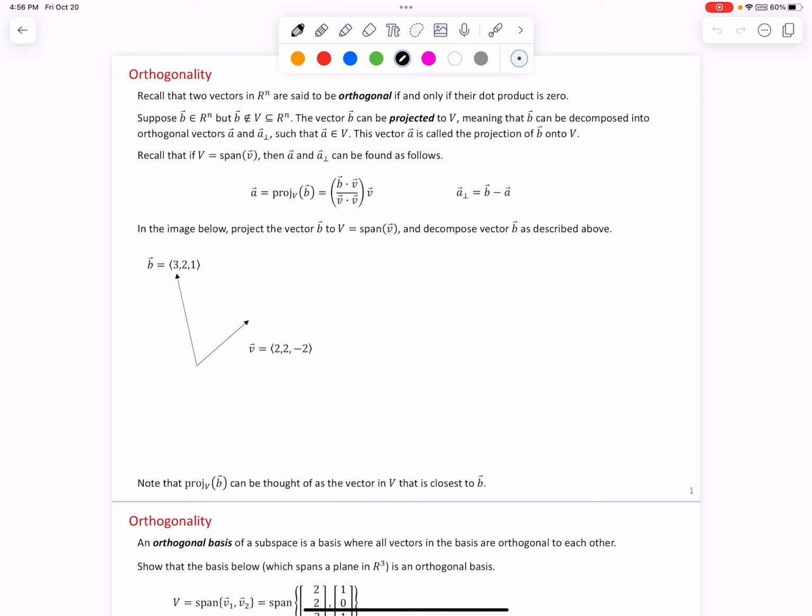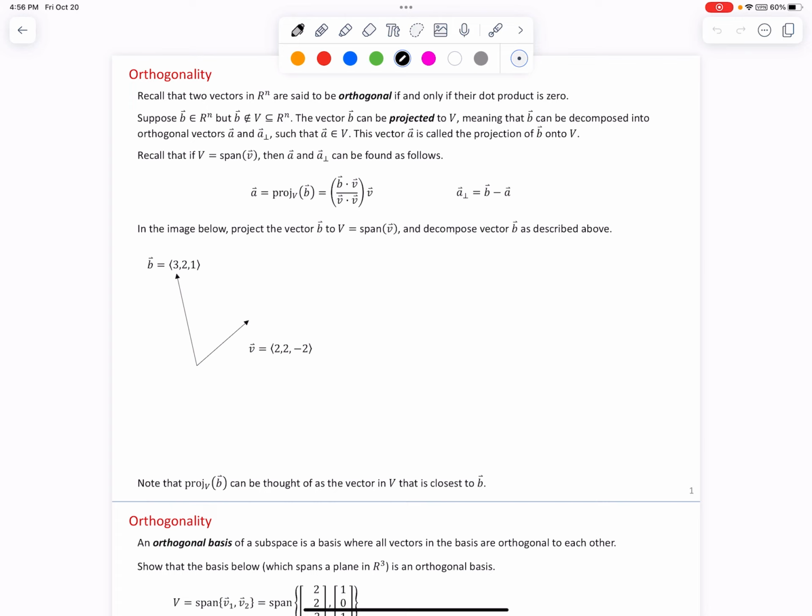Hello linear algebra students. This video lesson is on orthogonality. Recall that two vectors in Rn are said to be orthogonal if and only if their dot product is 0. Now in 2 and 3D, that means that the vectors are perpendicular.